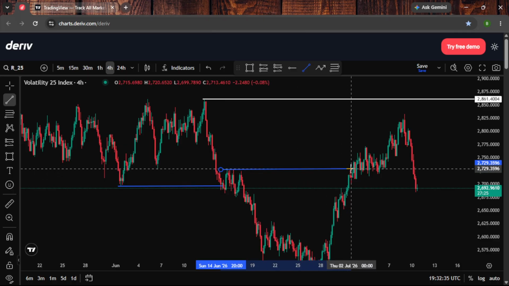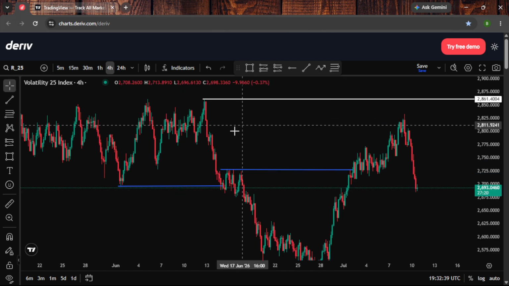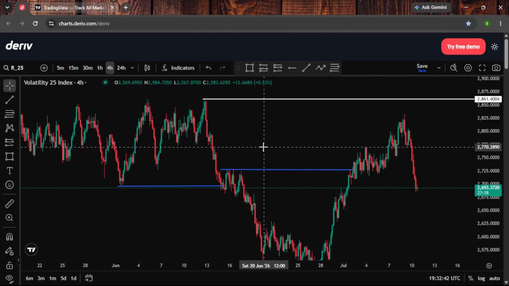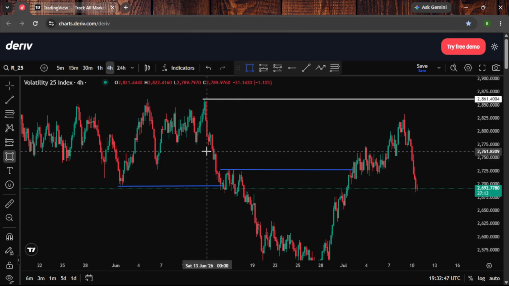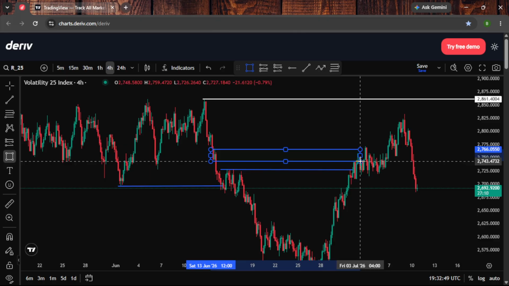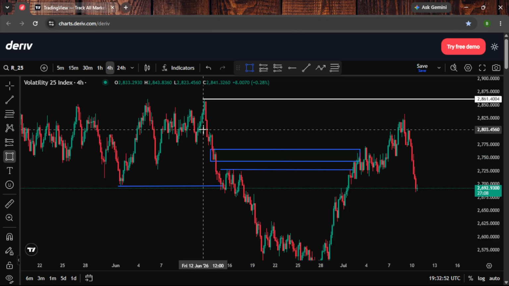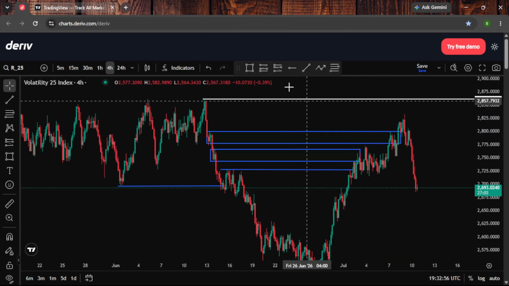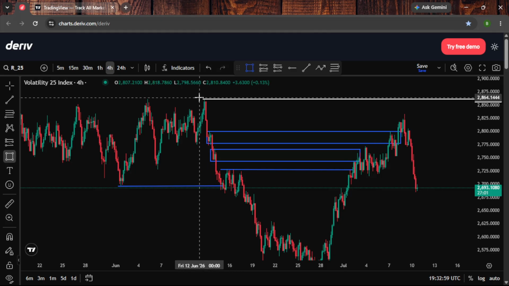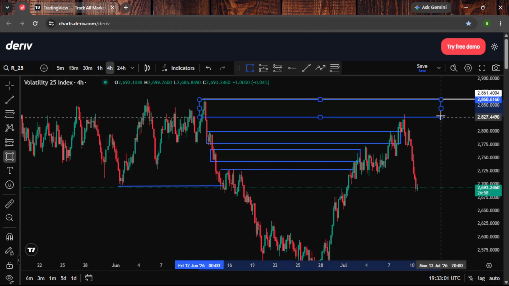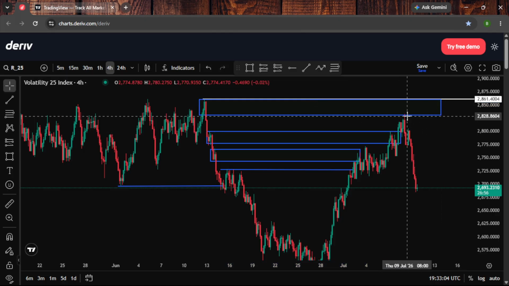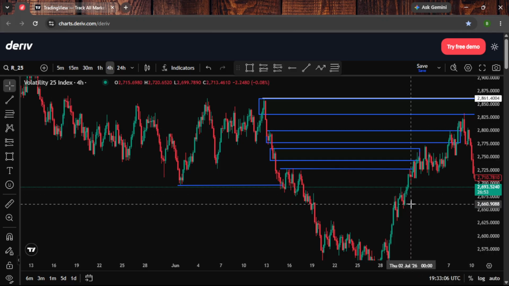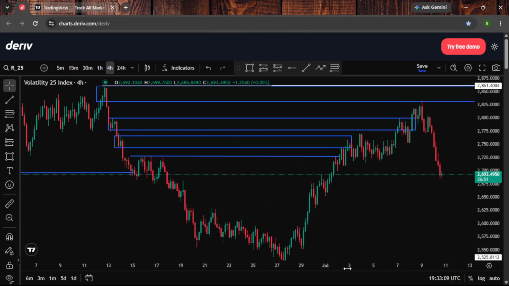So after this inducement, your point of interest is the one above the inducement. So we have this zone here. That is one. We have another here, and then we have the other block here. Now I know you can see this one held, but just go with me.